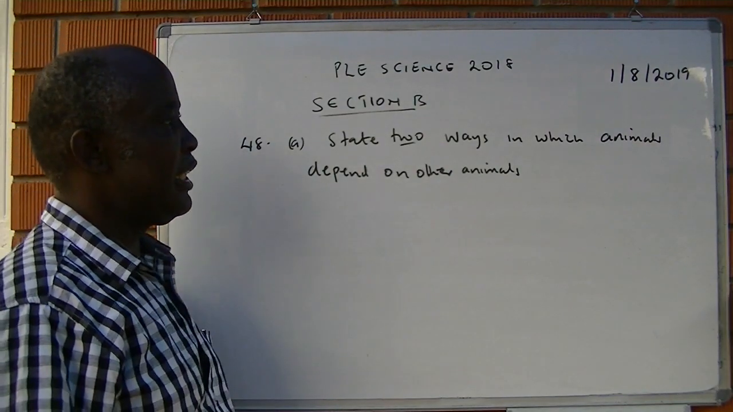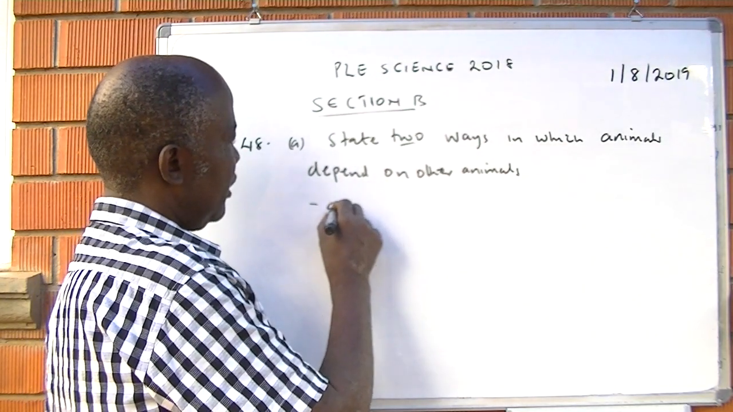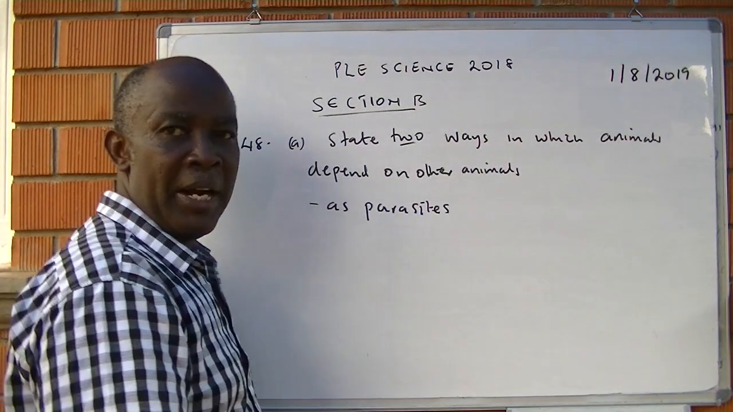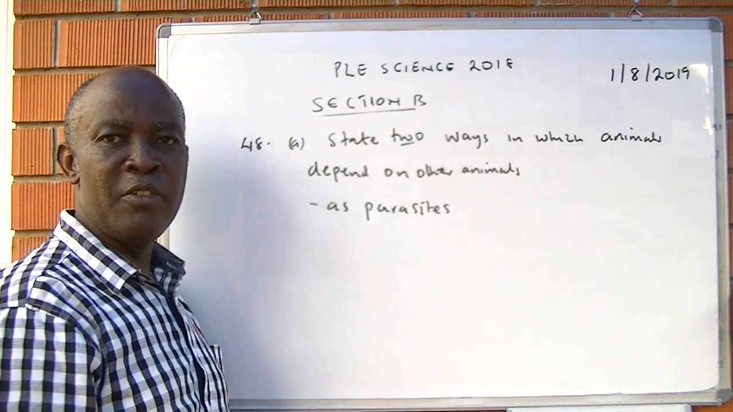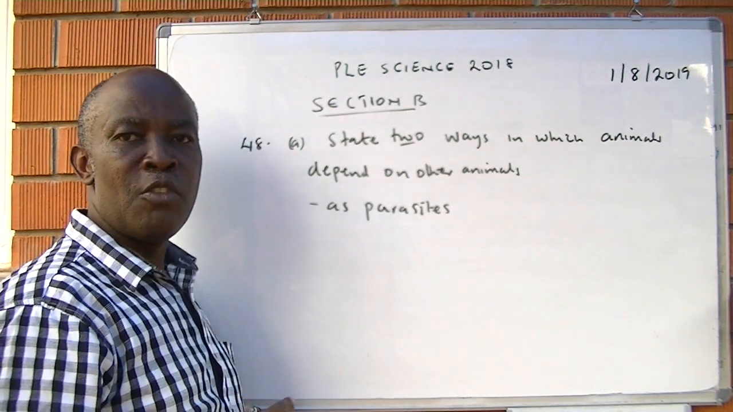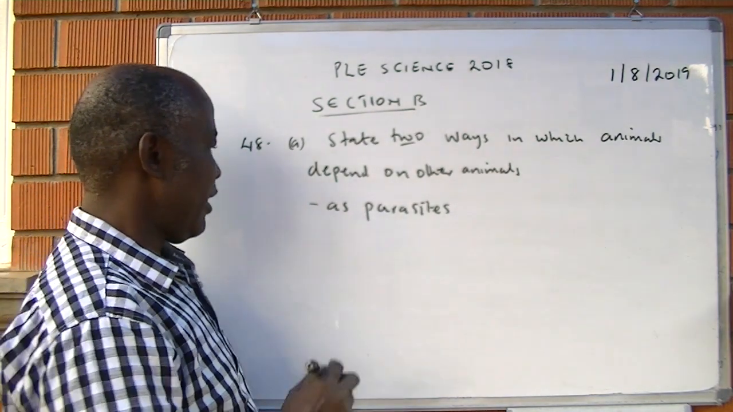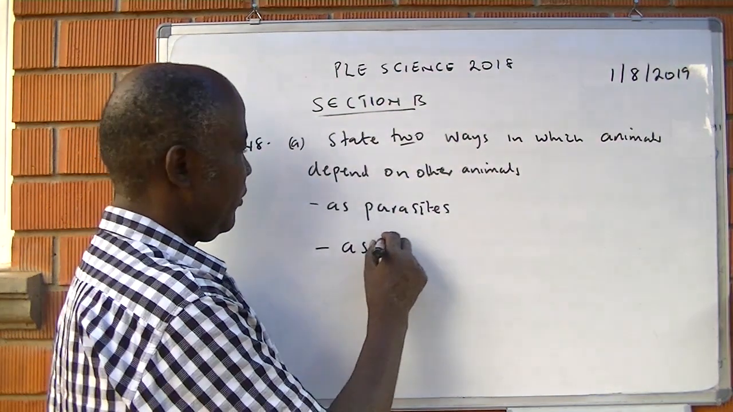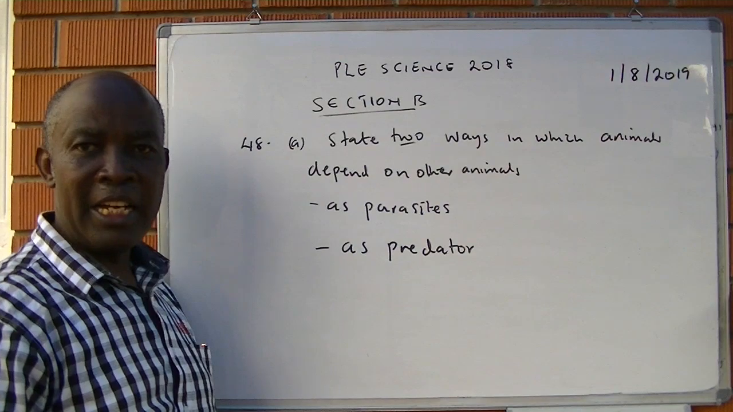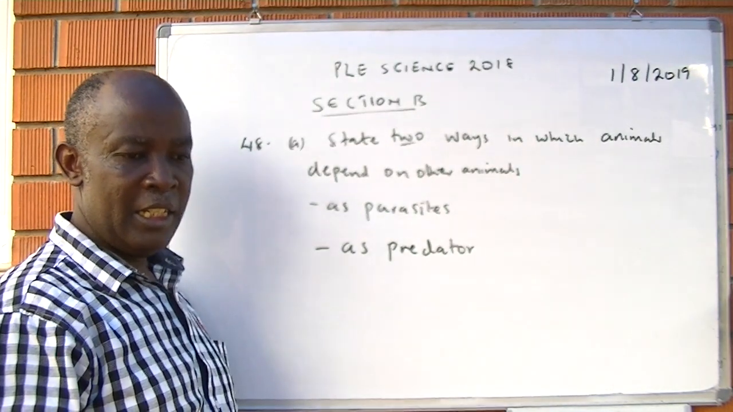State ways in which animals depend on other animals: as parasites. A parasite is an animal which lives on or in another animal from which it derives its food, while the other animal is not benefiting. Also as predator. A predator is an animal which feeds on another animal and kills it instantly.